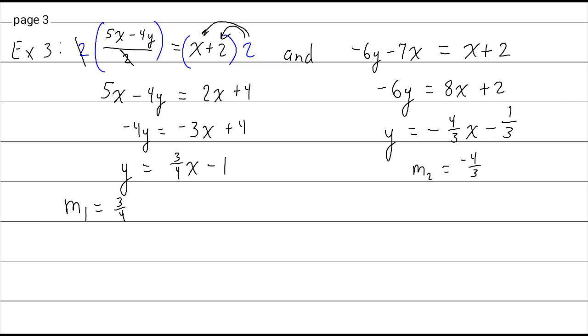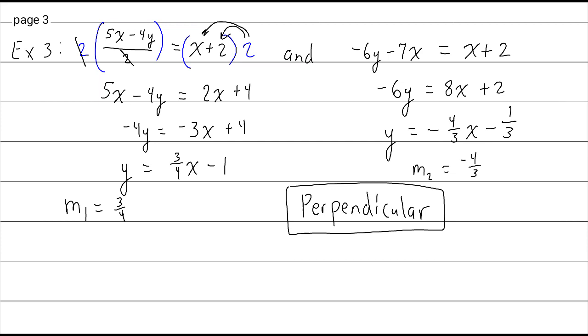Okay, let's compare them. They are clearly not the same, right? So since they're not the same, they're not parallel. Okay, perpendicular. We have a positive here, and we have a negative. So it meets that. We have reciprocals, right? 3/4 flipped over is 4/3. So we have opposite signs, reciprocals of each other. We have perpendicular. In other words, if these two lines were graphed, they will actually intersect each other at a perfect 90-degree angle.